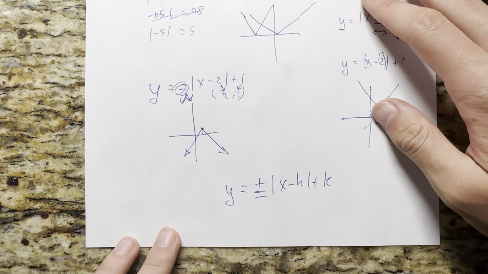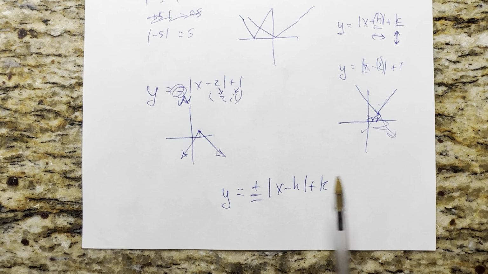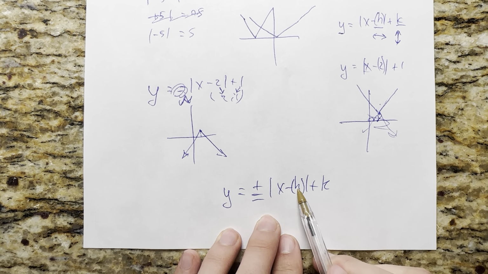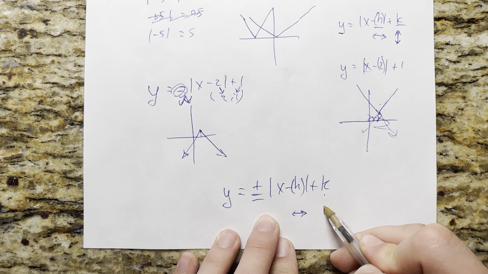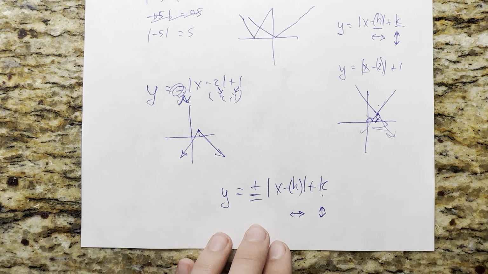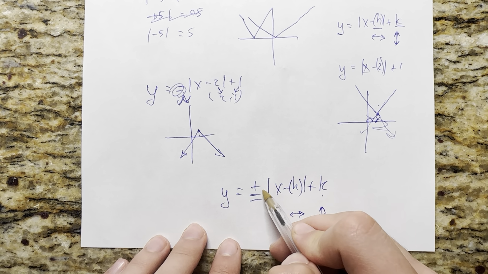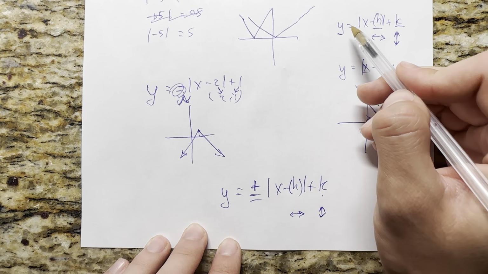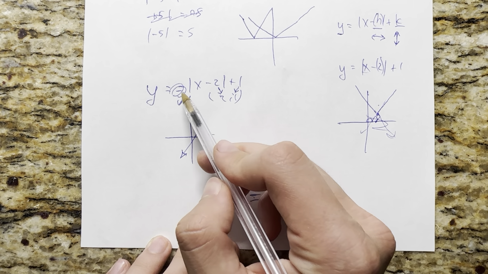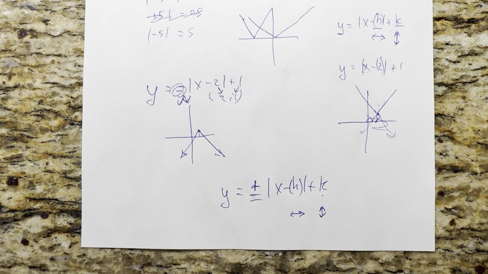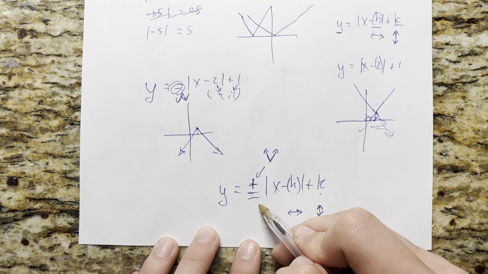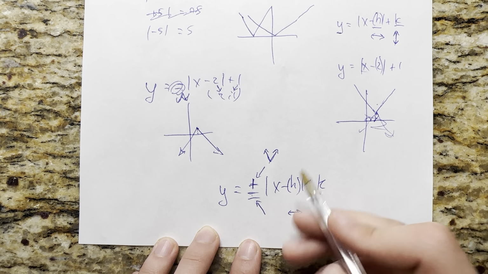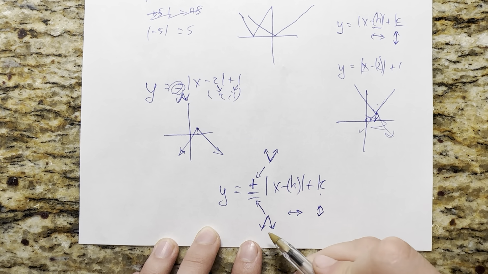So, final formula. This is our final formula for absolute value functions. So we have our x, then we have our h value, which tells us to move the vertex either to the right or the left. Then we have our k value, which tells us if we move our vertex up or down. And now if we have plus, we have nothing, like in this case, or if we have a minus, we have a minus sign, like in this case, which means that the plus opens upward, and minus in front of the absolute value means that our graph will open downward.